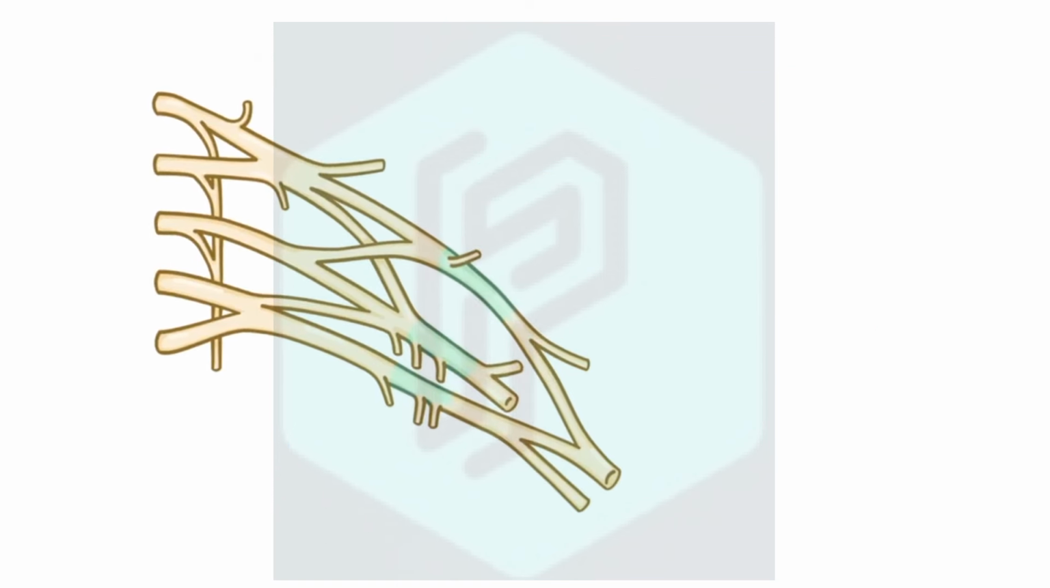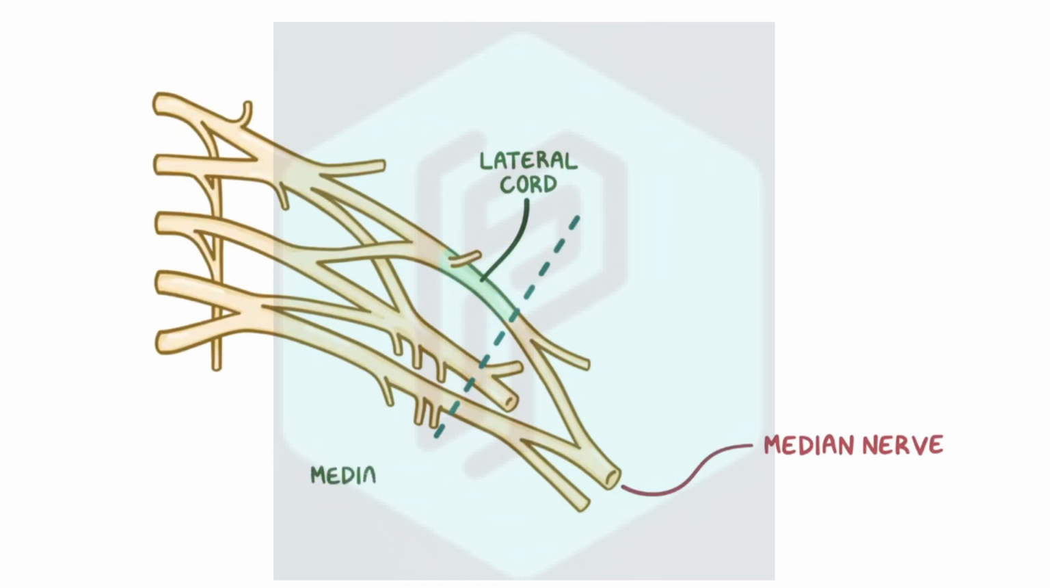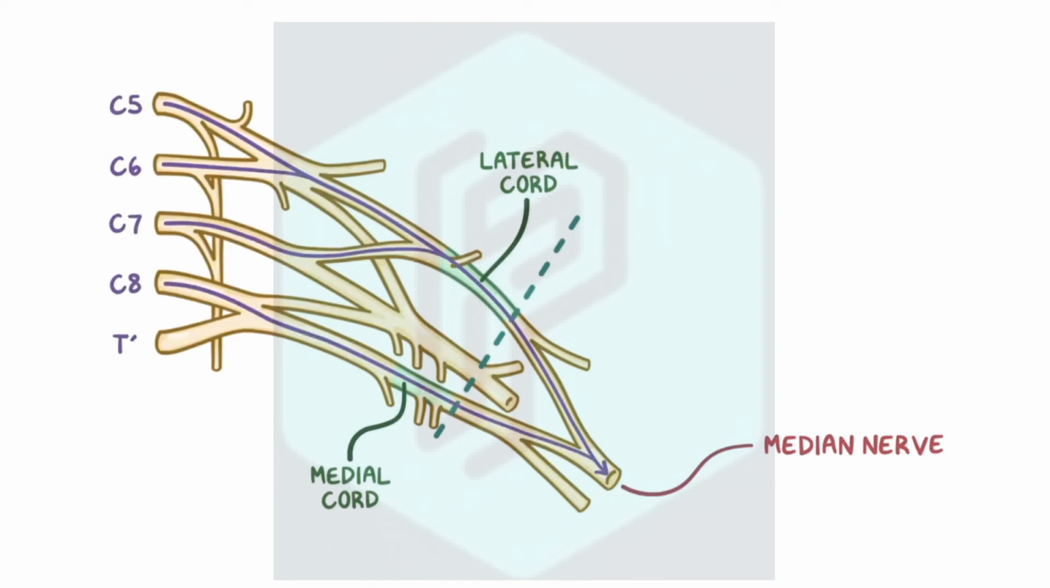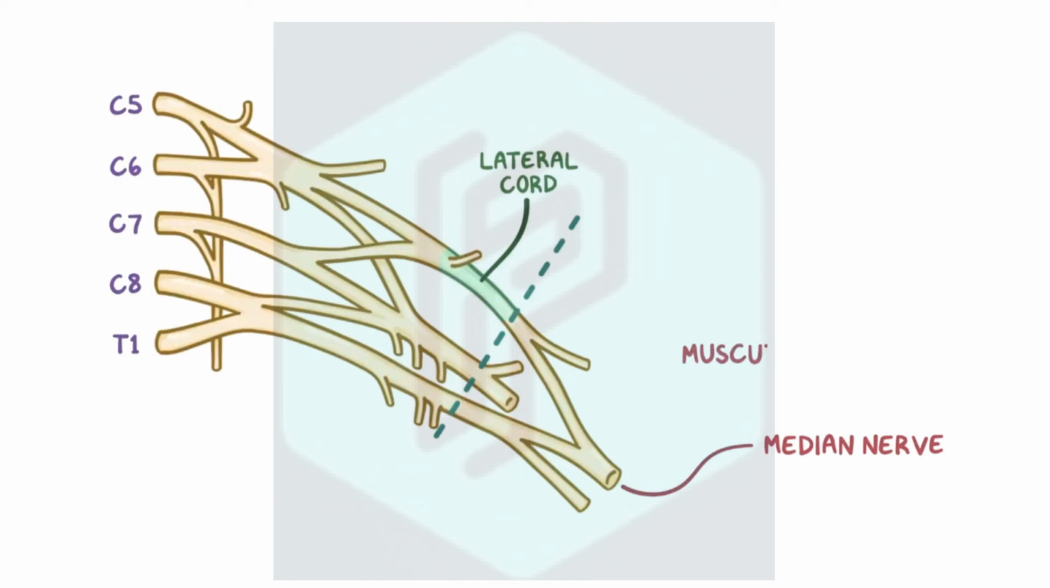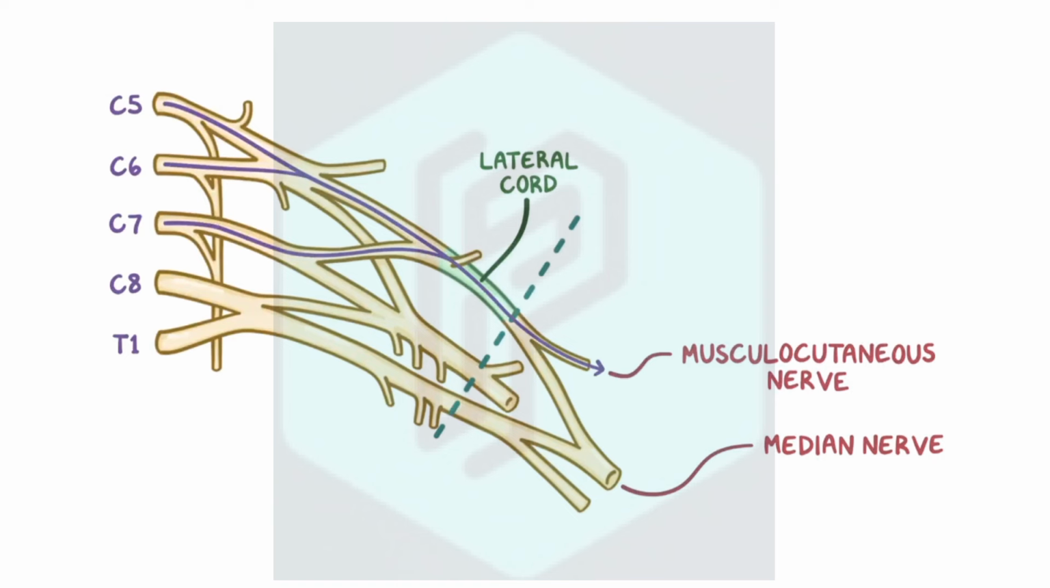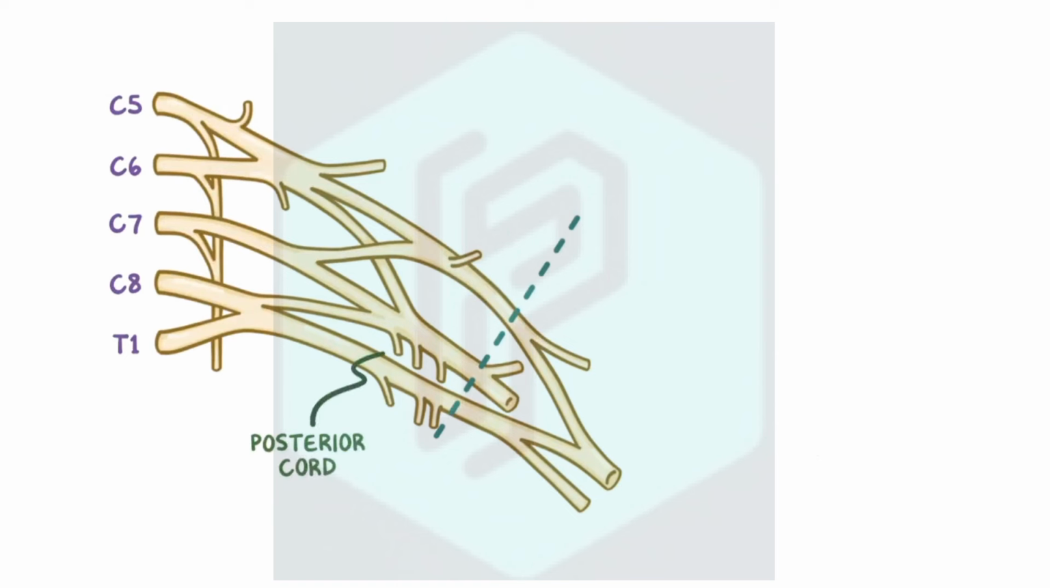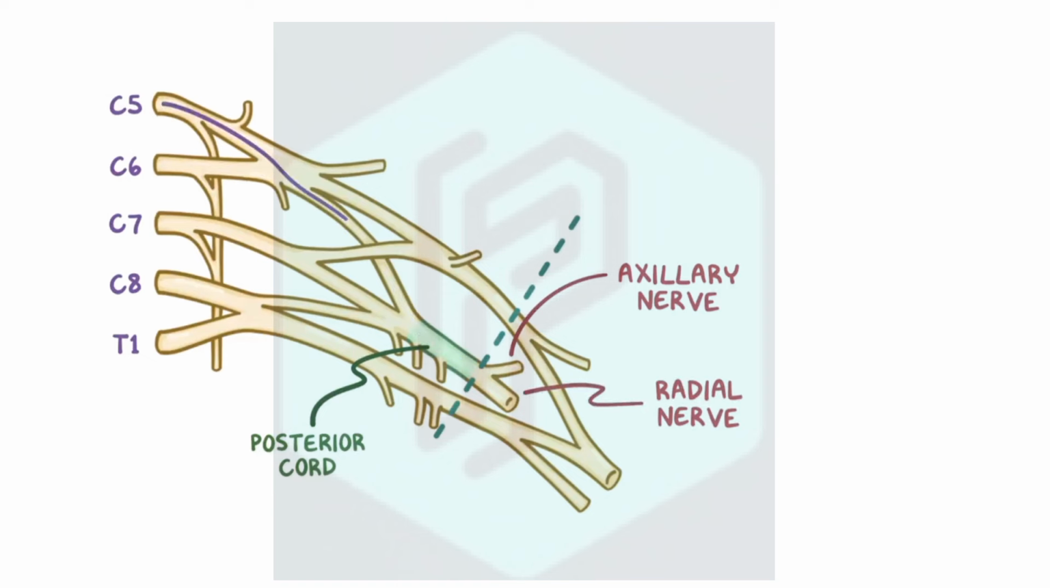Then the 3 cords give rise to the 5 terminal branches. The lateral cord divides into 2 terminal branches, which are the median nerve, which is formed by merging with the medial cord and is made up of contributions from C5, C6, C7, C8, and T1, and the musculocutaneous nerve, which is made up of contributions from C5, C6, and C7. The posterior cord divides into 2 terminal branches, which are the axillary nerve, which is made up of contributions from C5 and C6, and the radial nerve, which is made up of contributions from C5, C6, C7, C8, and T1.